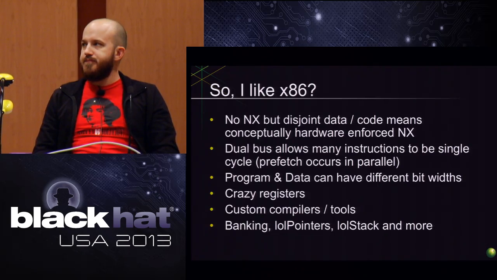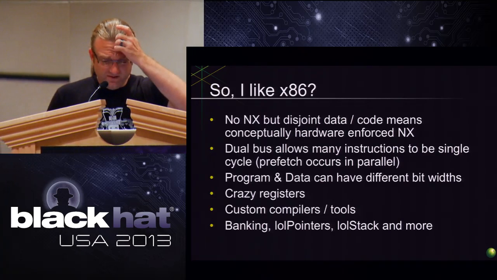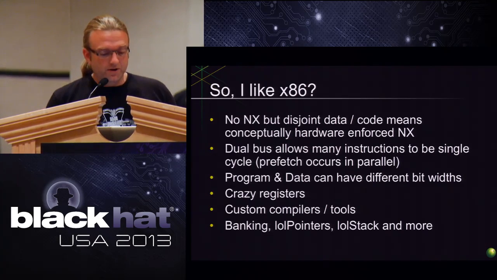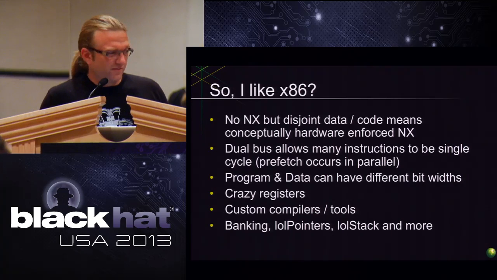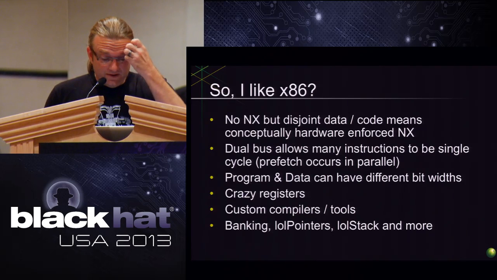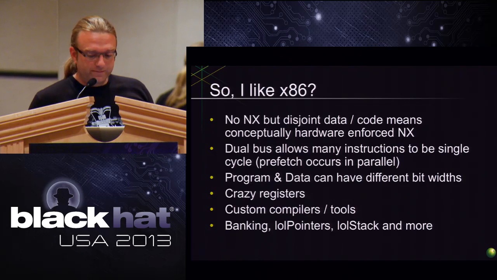So what we start seeing when we start poking at Harvard a little more, the first headache we see is that because the buses are different, because it's physically separated, we can have program and data actually have different bit widths. It starts to be a pain, but not really for us. It's just interesting. Crazy registers. You typically have custom compilers and custom tools. You have banking headaches, which Nathan will get into in a little bit. And then things like pointers and stacks are just awkward or gone or work way different.